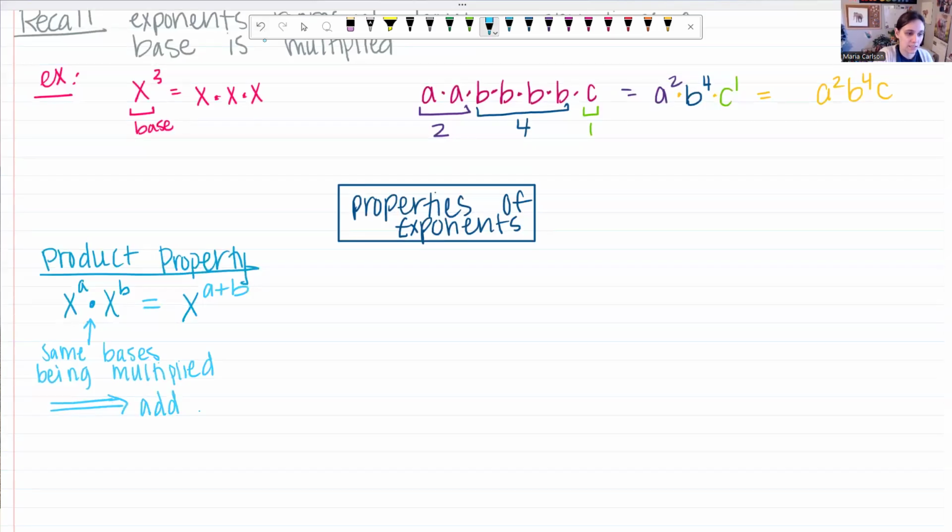Add the exponents. Any numbers, coefficients in front of the variables, you will end up just multiplying together. And we're going to look at some examples with that. All right, next we're going to talk about the quotient property. So kind of the opposite of this.